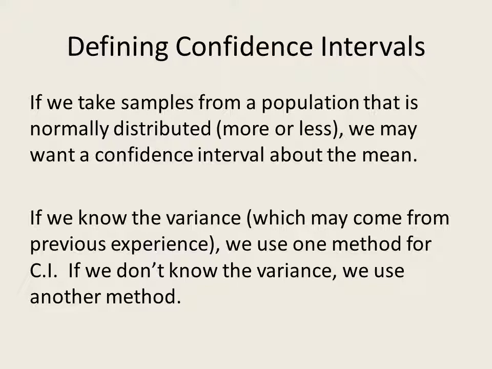When we define the confidence interval, there is an actual formal way to describe it and a more common way that people consider what a confidence interval means. If we take samples from a population that is normally distributed, more or less, we may want a confidence interval about the mean. If we know the variance, which may come from previous experience, we'll use one particular method for the confidence interval. If we don't know the variance, we'll use a different method. So the choice of which kind of confidence interval to use will depend on what we know already about the variance of the population.